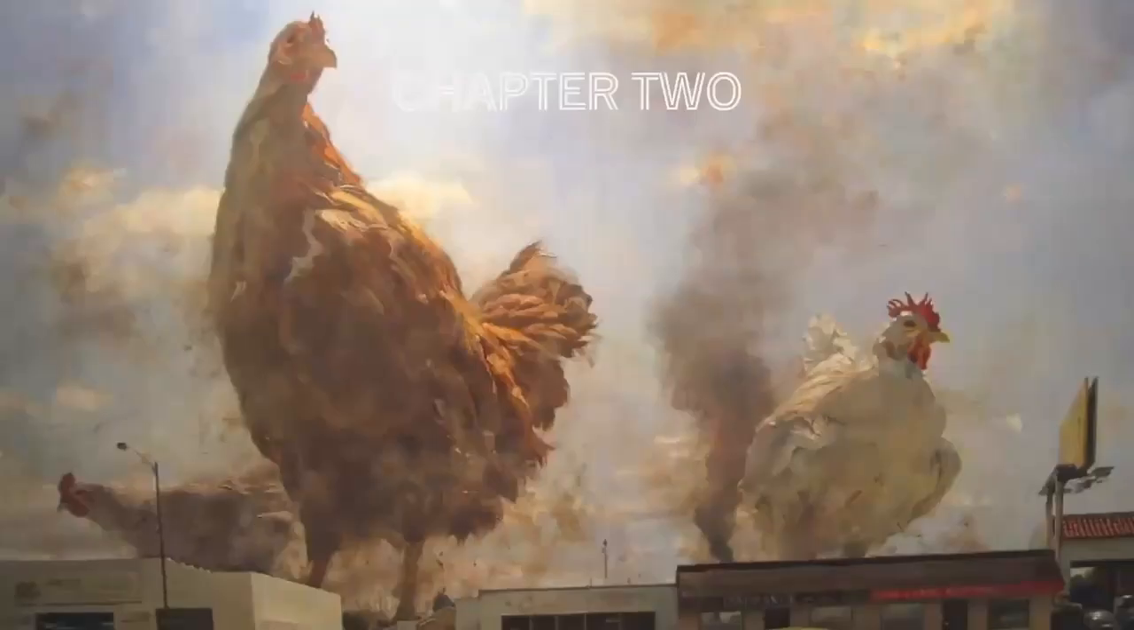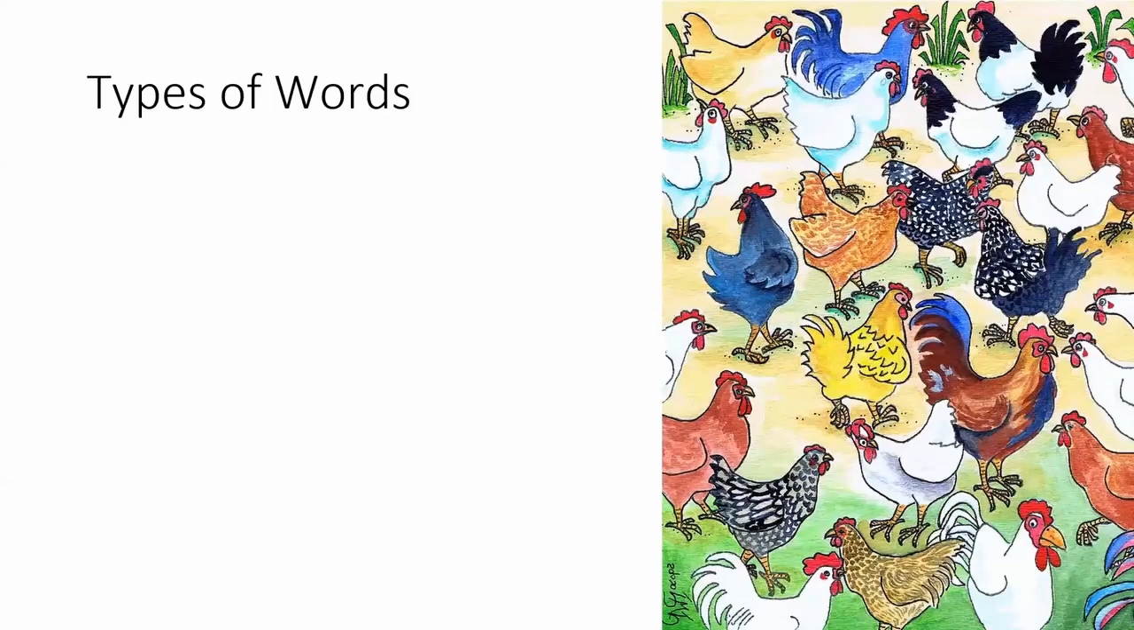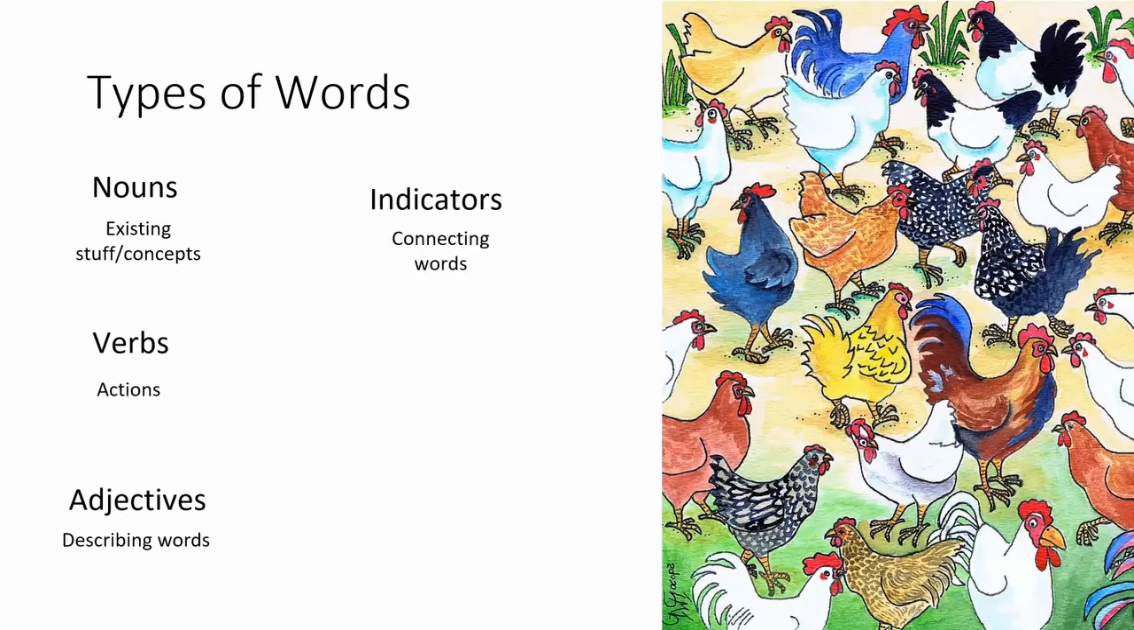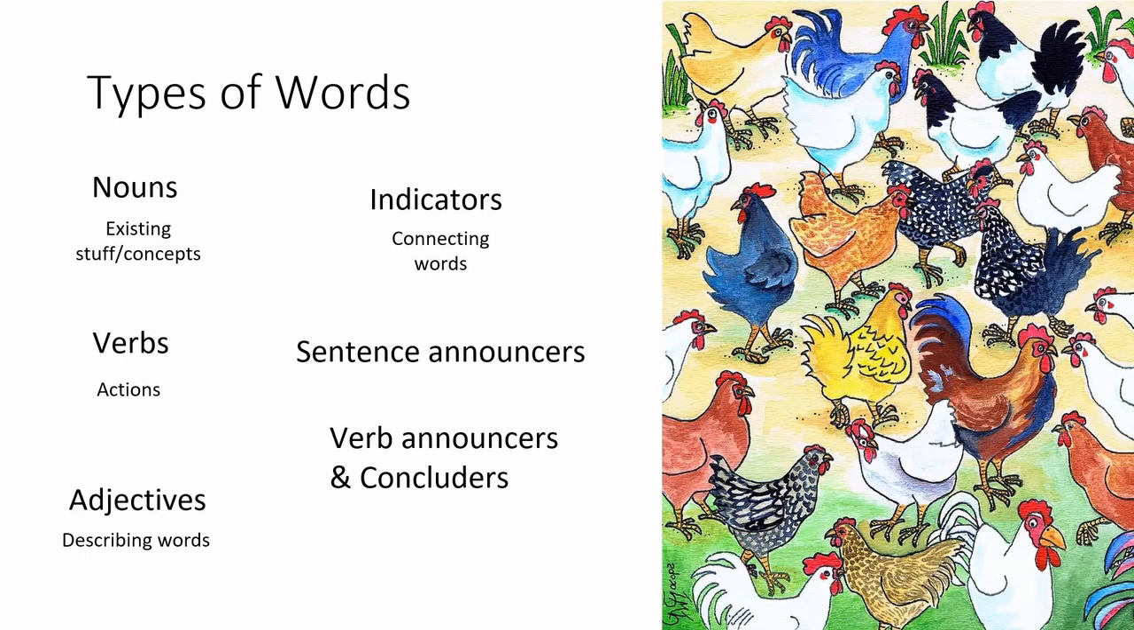Chapter 2. Apok, tak, kop, patak, toka, top, tok, pa. There's 7 types of words. Nouns representing existing concepts, verbs representing actions, adjectives representing describing words, indicators that connect words by adjectivizing the noun that precedes it, verb announcers and concluders, sentence announcers, and sentence concluders. Those last will be explained shortly after.